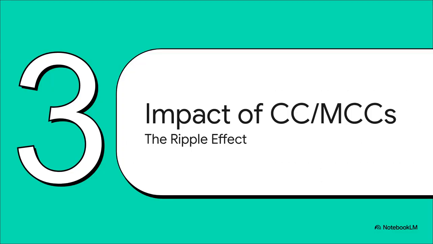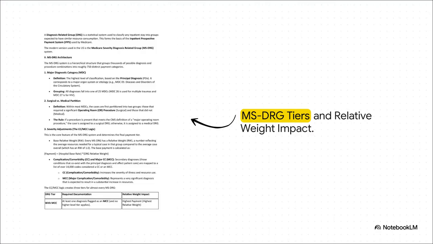All right, Section 3, the impact of CCs and MCCs, the ripple effect. Within almost every MSDRG family, there is this really interesting 3-tier logic system, and it's based entirely on secondary diagnoses. Down at the base level, you have the DRG without CC/MCC, which gives you the lowest payment. Now, if the patient's record documents at least one condition flagged as a CC, a complication or comorbidity, boom, it bumps up to the middle payment tier.